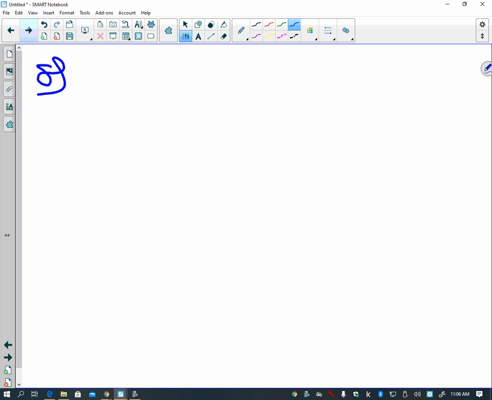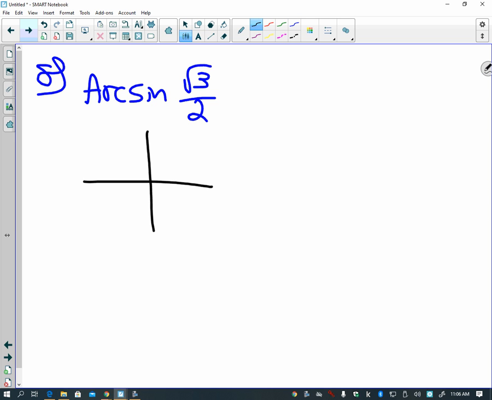Okay. So arc sine. What that means is that we're looking for a degree measure. Arc sine radical 3 over 2. So they're giving me the ratio. I have to find the degree. So I'm going to start by drawing a coordinate plane. Both those numbers are positive, so which quadrant should I be in? First. Okay, so I'm going to give myself something like that.